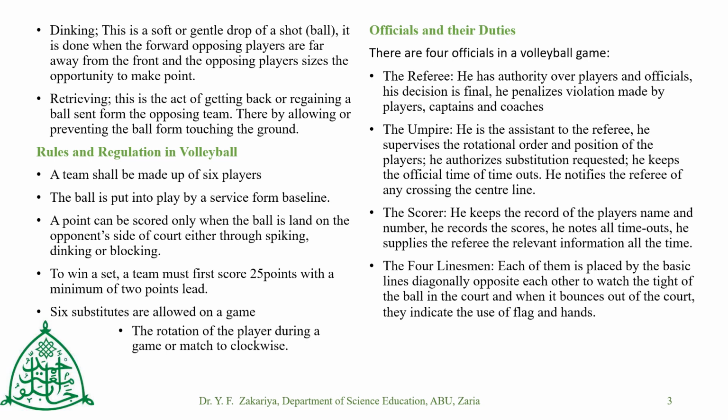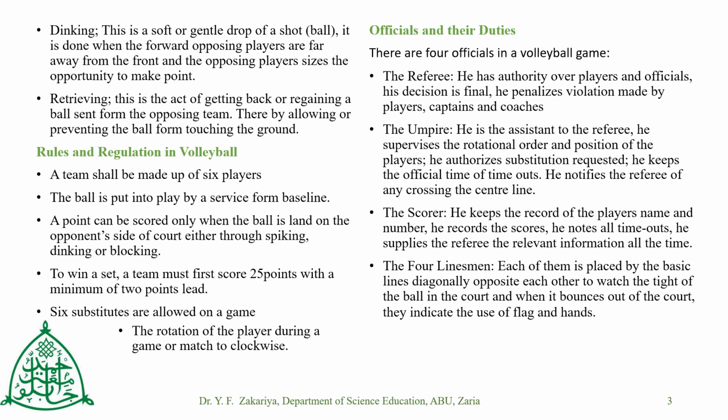Now we have officials and their duties. There are 4 officials in a volleyball game. First, we have the referee. He has authority over players and officials. His decision is final. He penalizes violations made by players, captains, and coaches. The umpire. He is the assistant to the referee. He supervises the rotational order and position of the players. He authorizes substitutions requested. He keeps the official time of timeouts. He notifies the referee of any crossing of the center line.